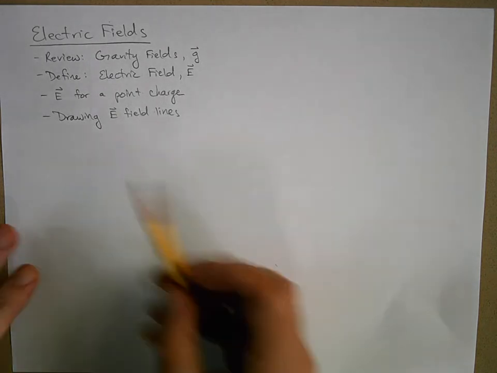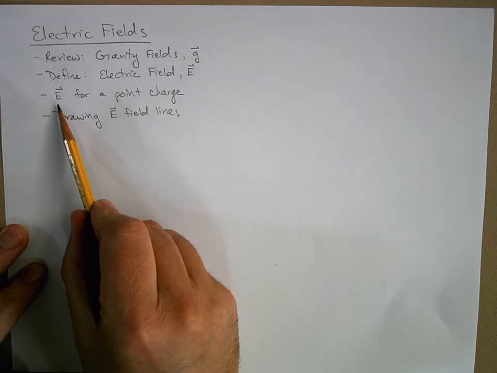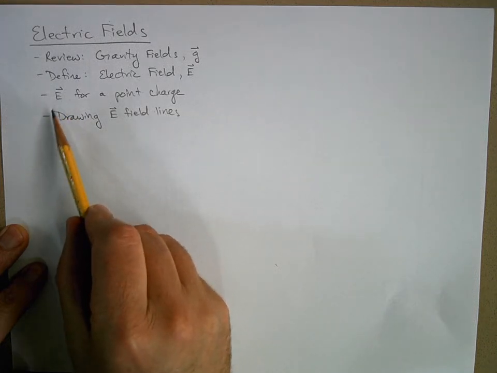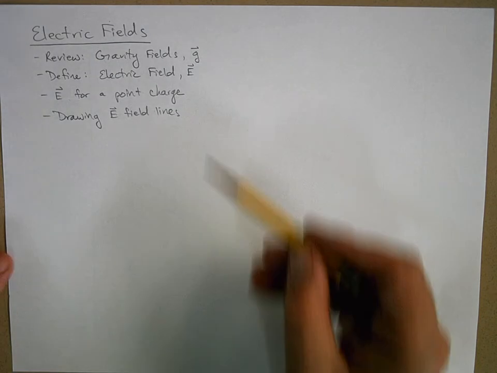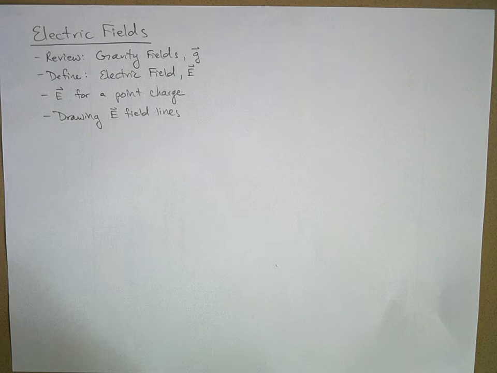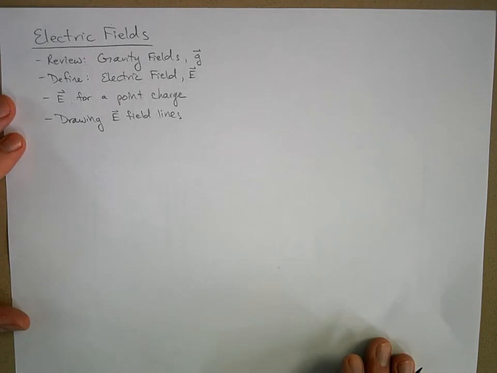Then we're going to calculate the electric field, and that's the symbol for electric field, a capital E with a vector hat on it, for a point charge or a spherical charge. We're going to use Coulomb's law to do that. And then finally I'm going to show you how to draw electric field lines, and there's some rules for drawing electric field lines, and then I'll give you some little exercises to do, and then we'll see how well you do on those. So let's begin with gravitational fields.